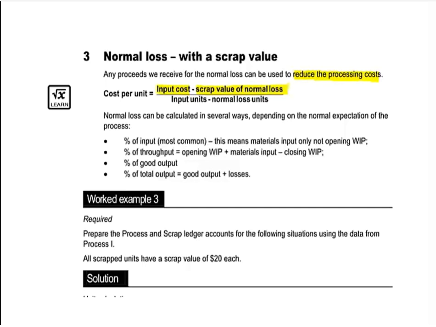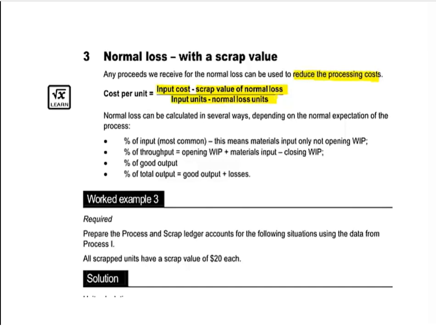So our cost per unit formula now becomes the input costs minus the scrap value of the normal loss. So it could be that you're able to generate revenue from selling your scrap, perhaps as seconds, or maybe to a wastage firm who are prepared to purchase those units. And then we need to divide that by the expected number of good output. In the last worked example then, the scrap value of the normal loss was 0, which is why we had our 110,000 divided by 900 units.